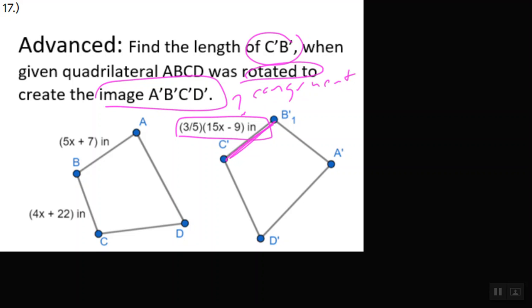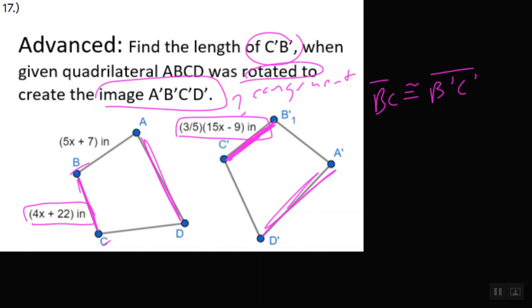So we just have to figure out what corresponds to B prime, C prime. And it seems like we can actually think of this as, oh, these two sides look like they're parallel. Here, these two sides look like they are parallel. So we're just matching things here. It turns out it's going to correspond to BC. So we can just say BC is, in this case, congruent to B prime, C prime, and we can set it up. We'll say 4x plus 22 is equal to 3/5 parentheses 15x minus 9.